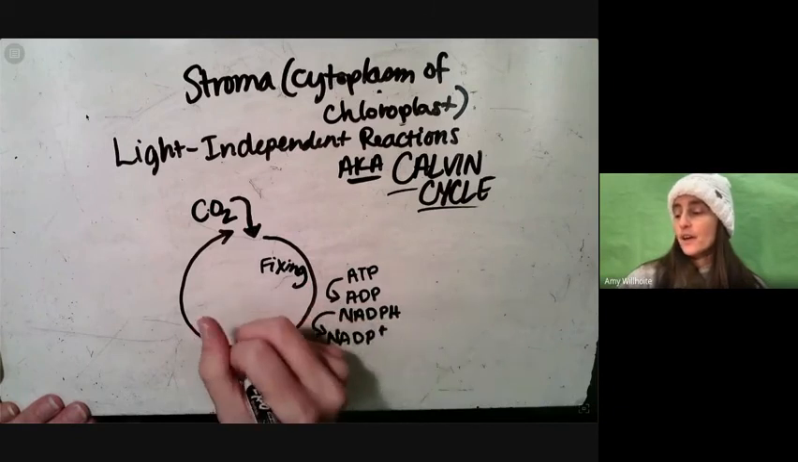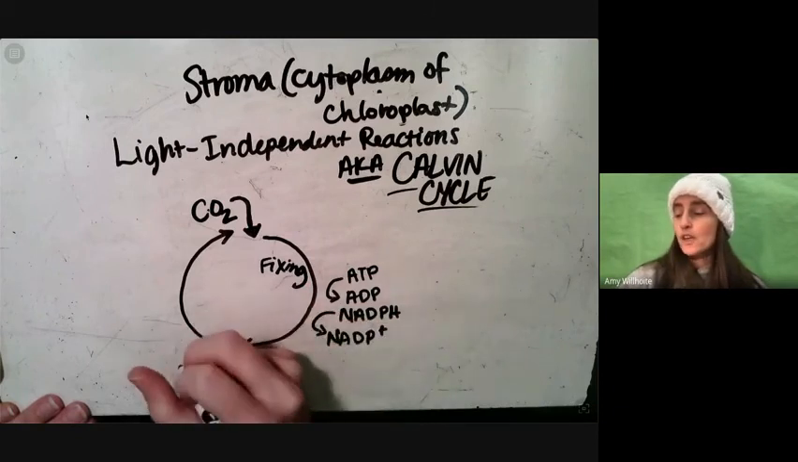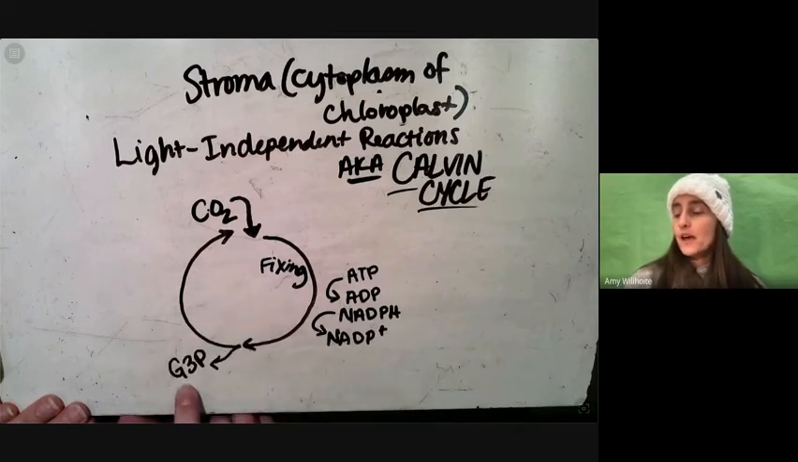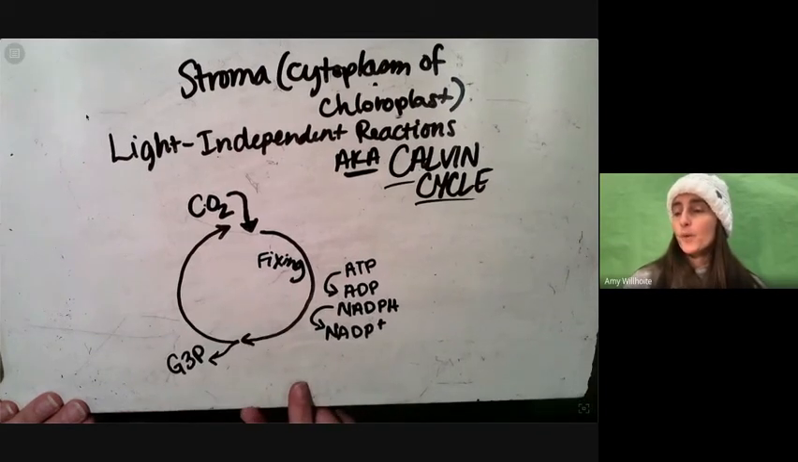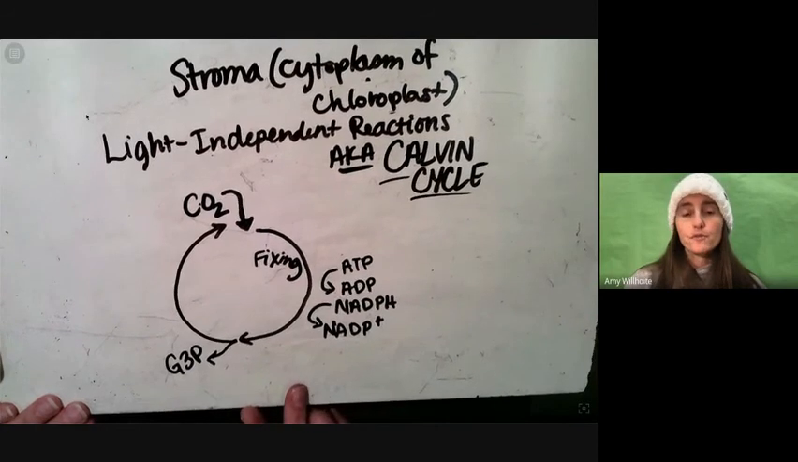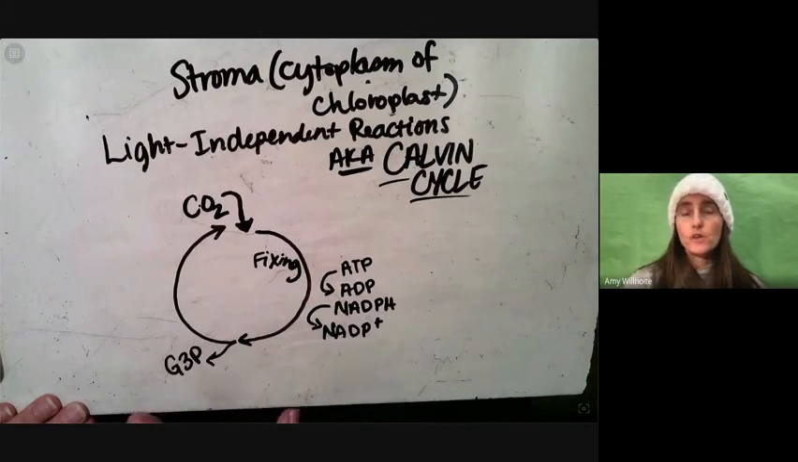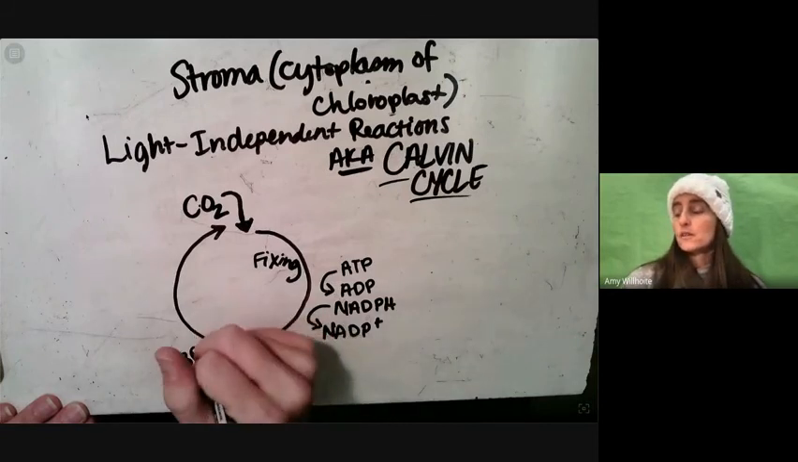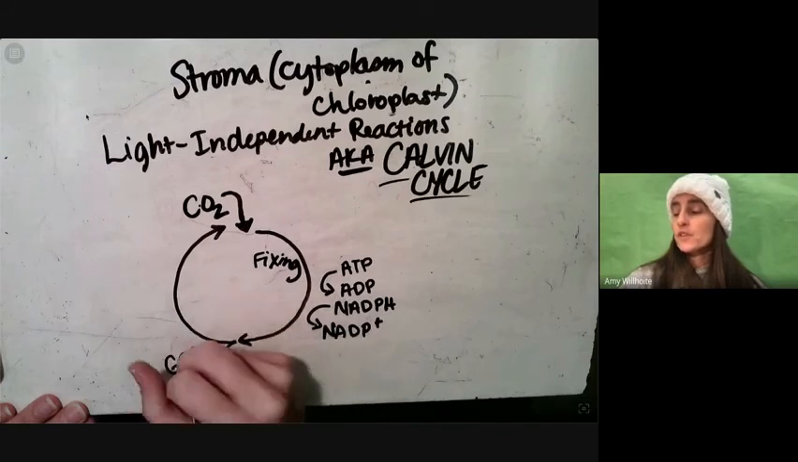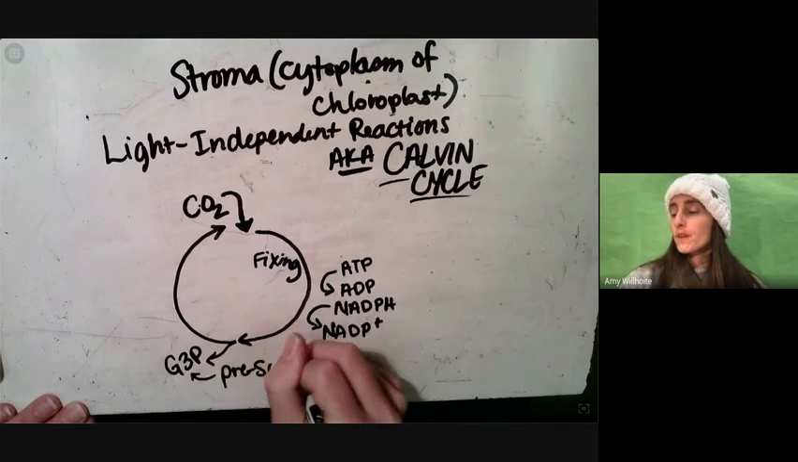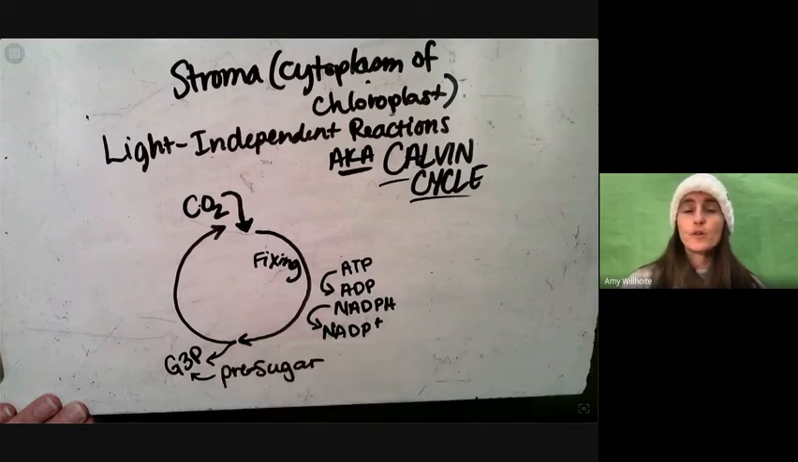And then down here, we have something produced called G3P. And it's basically a precursor of glucose, okay? And we actually have to go through this cycle multiple times to make an actual molecule of glucose. So this is the beginning of it, but this is the sugar. So this is the pre-sugar, okay? Pre-carbohydrate, pre-glucose, whatever you want to call it.